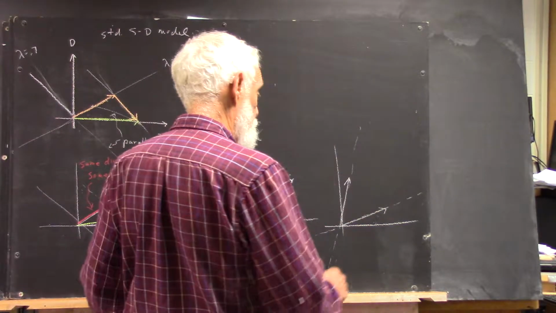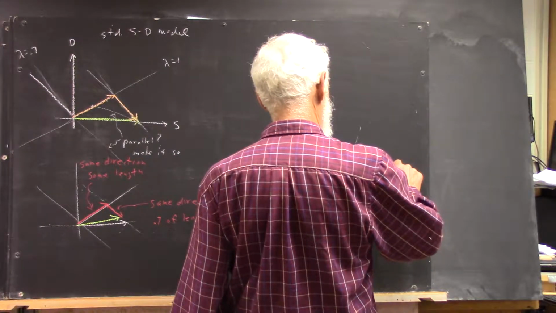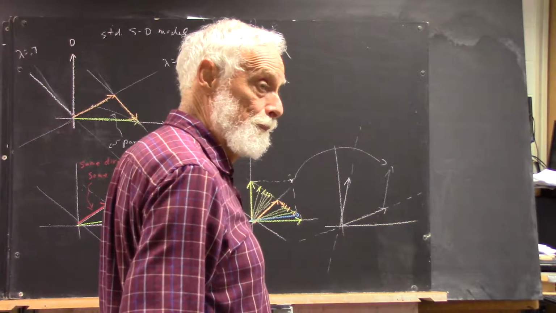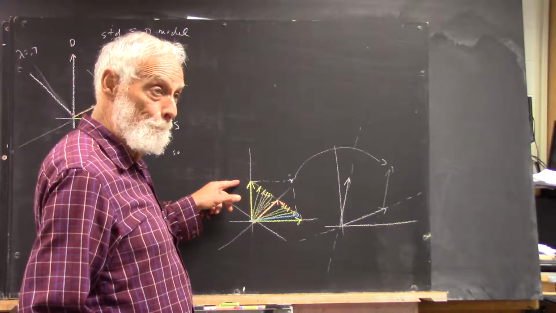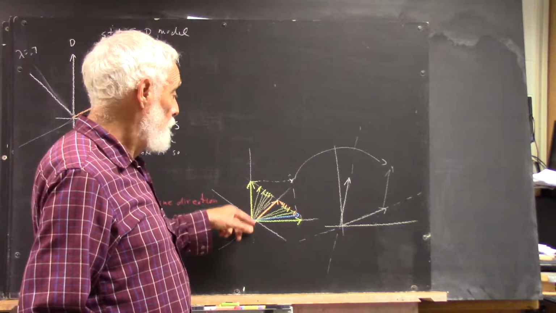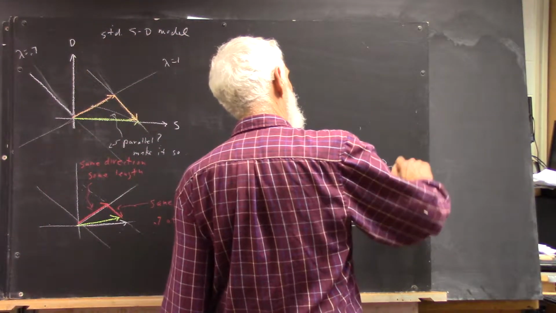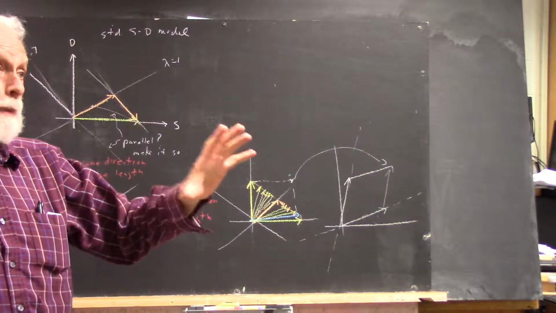So this point would transform over to here. And this is a square, right? Well, that means that this square maps to this parallelogram. You're distorting space.